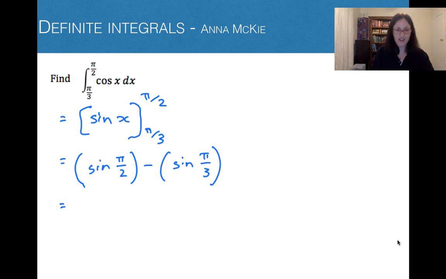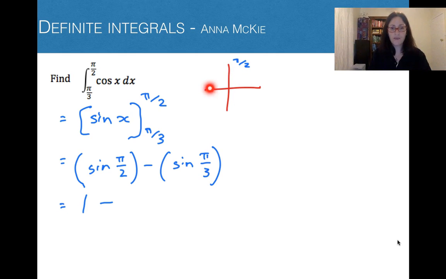Now, what are each of those equal to? You've got to be able to remember your unit circles. So we've got a unit circle here with 0 and pi over here. So pi on 2 is at the top, so that's 90 degrees. Sine represents the y coordinate. So the y coordinate at 90 degrees will be 1. Take away sine of pi on 3.